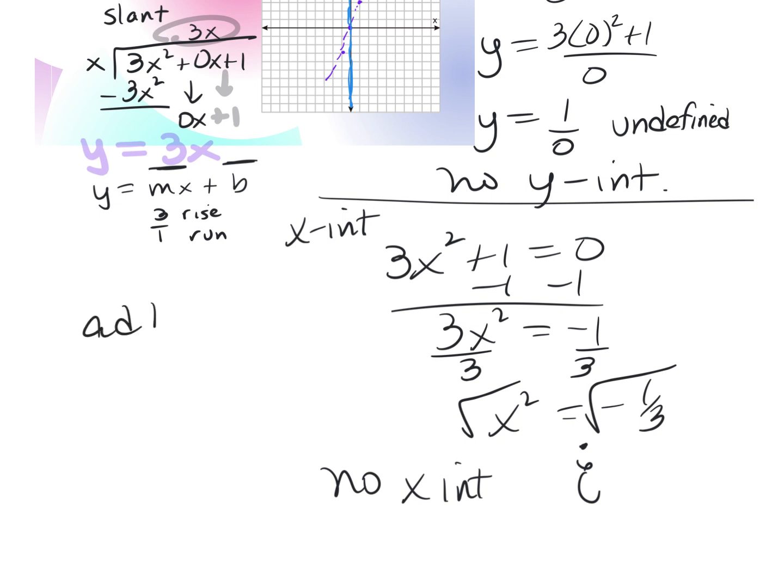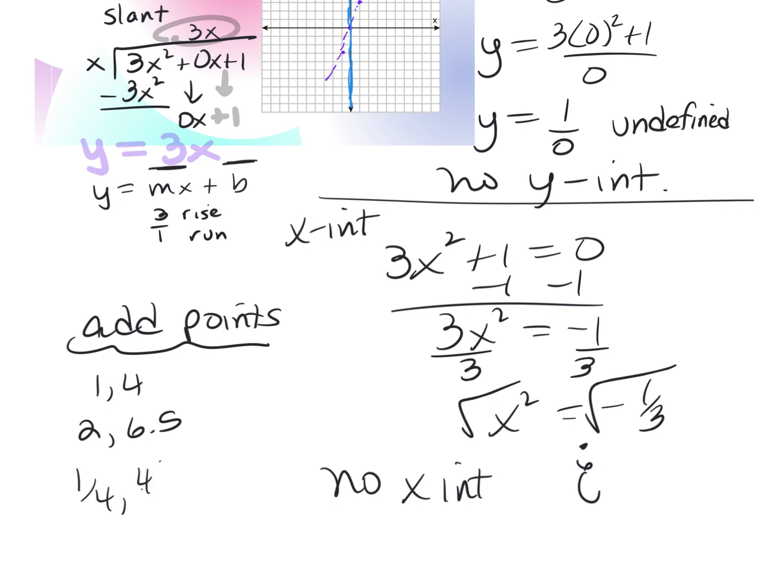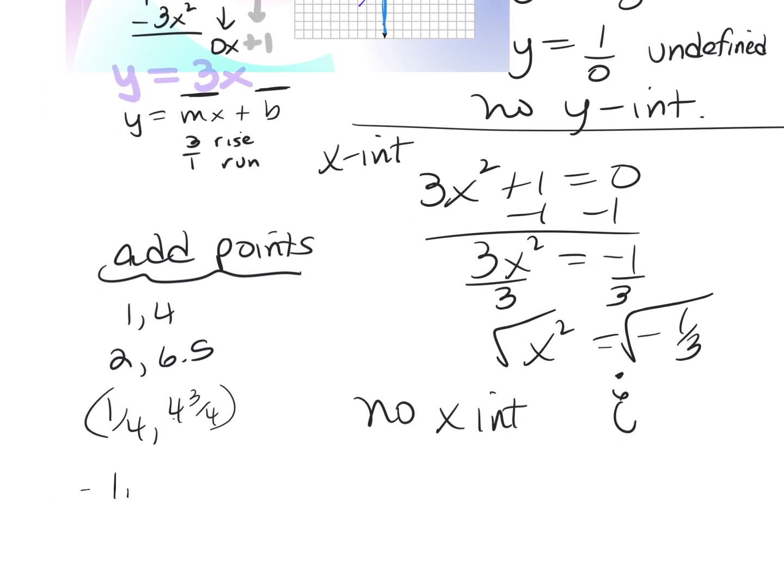So my additional points could be, I could graph the ordered pair 1, 4, 2, 6.5. Then I also have to get some negatives here, or something less than 1. Like, I actually have 1/4 on my calculator and 4 3/4. I could get -1 and -4. That would be another additional point. I could do -2 and -6.5.